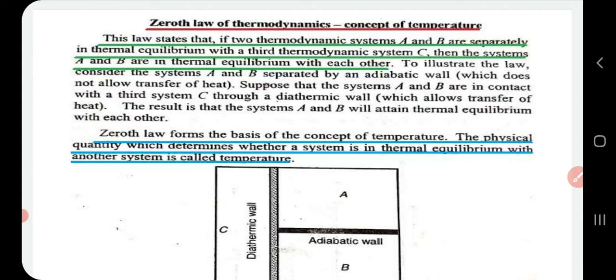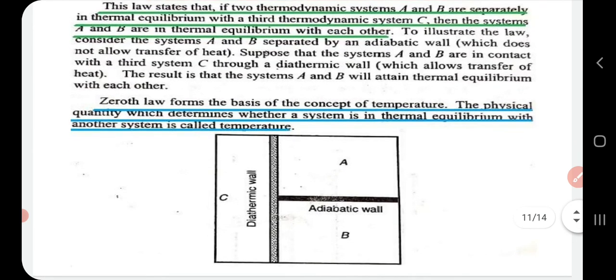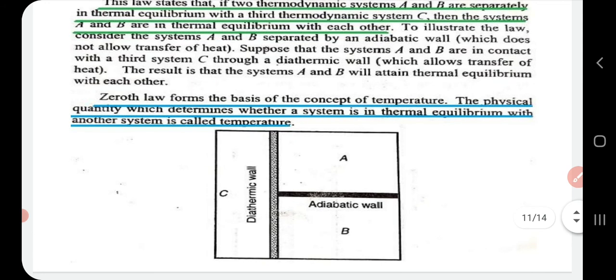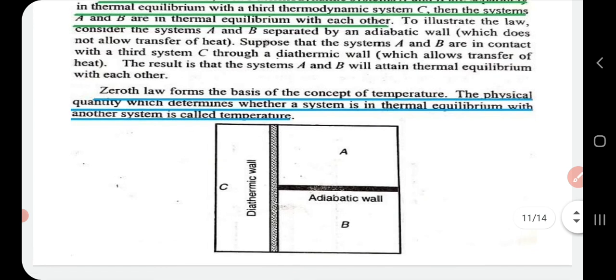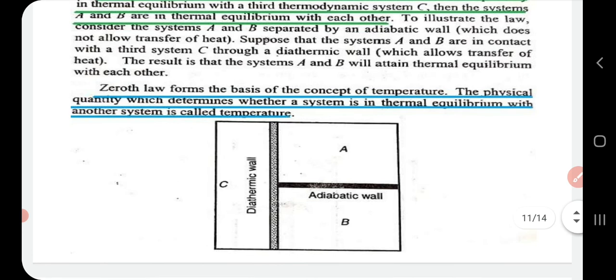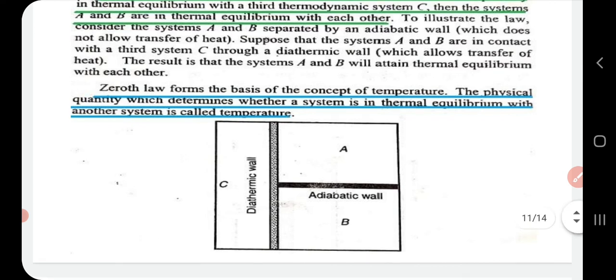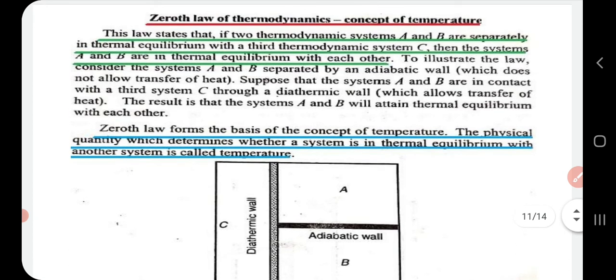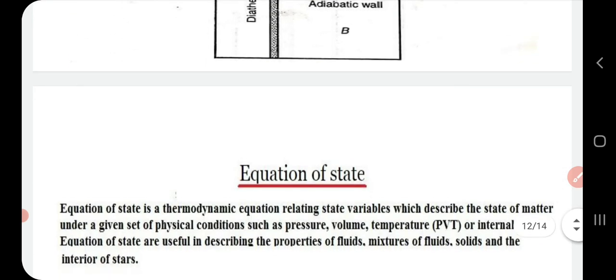It is illustrated with an example. A and B are separated by an adiabatic wall. Suppose that the systems A and B are in contact with a third system C through an adiabatic wall. Now the result is that the systems A and B will attain thermal equilibrium with each other. So this zeroth law actually forms the basis of the concept of temperature. What is temperature? It is the physical quantity which determines whether a system is in thermal equilibrium with another system. So study the statement of zeroth law of thermodynamics. That is a very important question.